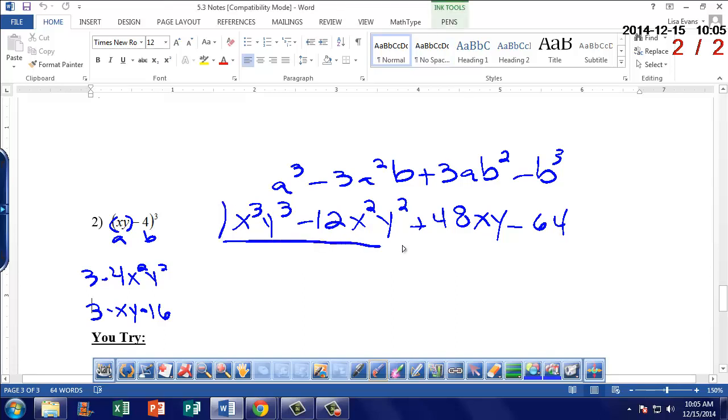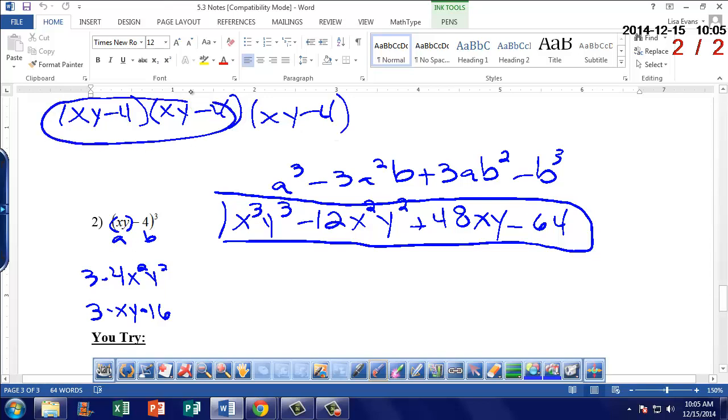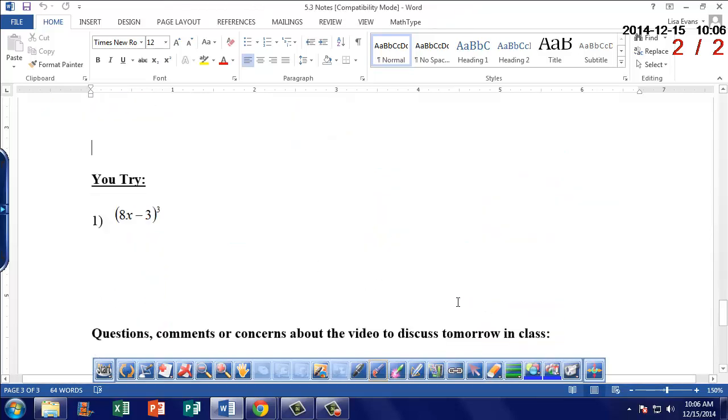And you can go ahead and FOIL it out. And if you FOIL it out, what you would have to do would be xy minus 4 times xy minus 4 times xy minus 4. And you would have to multiply these two, get an answer, and then multiply what you got to the last one. Okay, go ahead and pause the video and try this last you try.